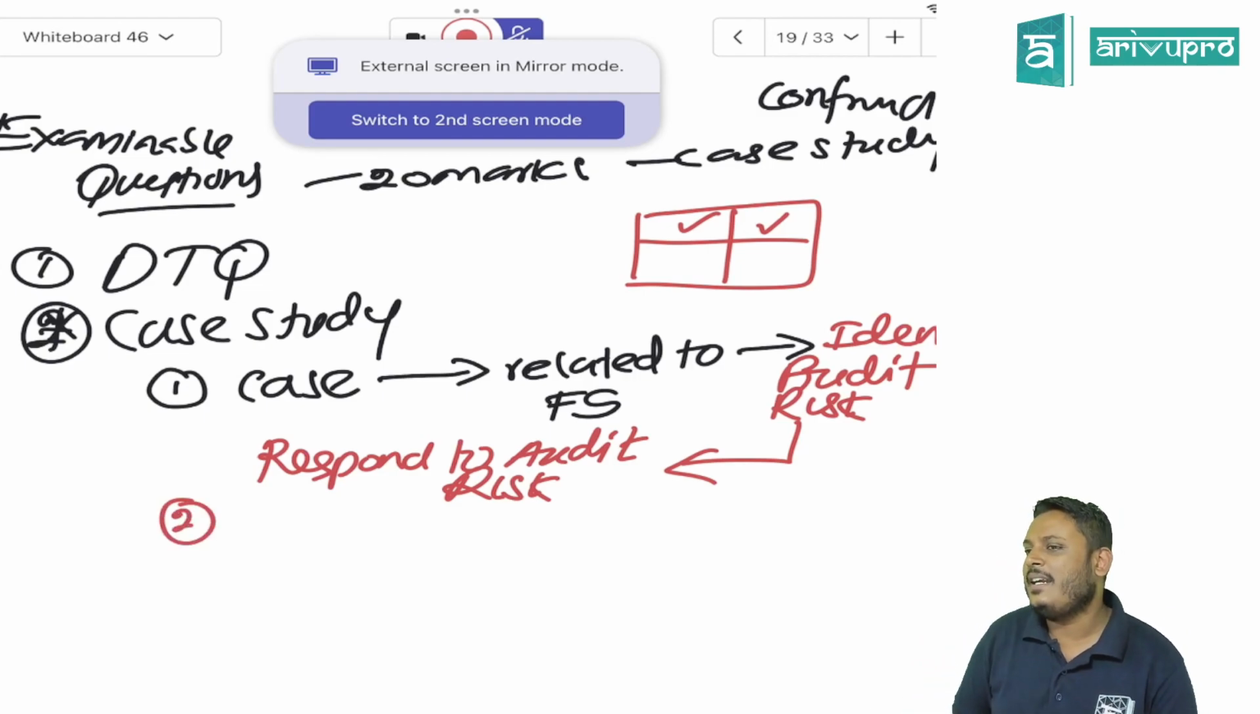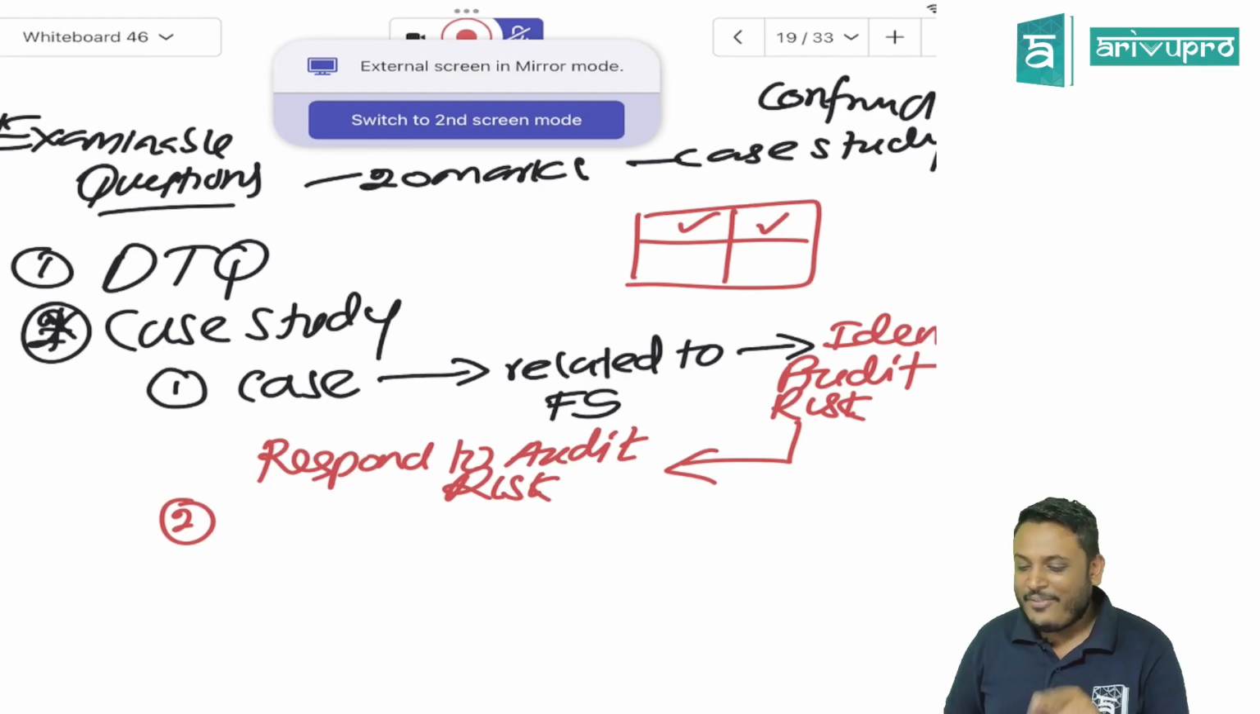Under case study, the second type is more time consuming but easy to score marks. If you get this type of question, it is more time consuming but easy to score marks. This is also not frequently tested. So 70% chance for the first one, 30% chance for the second one. But if you get it, you will get some marks.